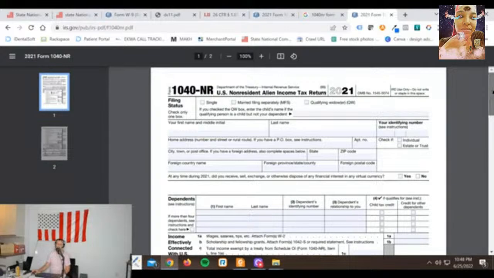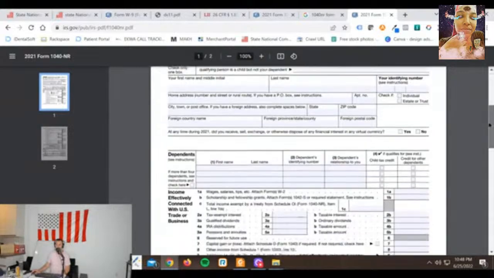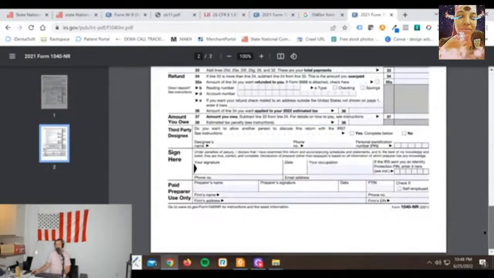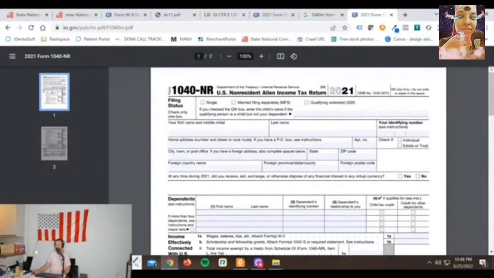Whereas with a 1040 NR, you can work for the federal government as a state national and pay taxes on the money that legally you need to pay taxes on without contracting into the system. And seeing this also kind of proves my point that the 1040 is for U.S. citizens. I couldn't find it in the instructions, but it makes sense because why would the 1040 NR even exist? The 1040 NR is for non-citizens, and then the 1040 is for citizens.